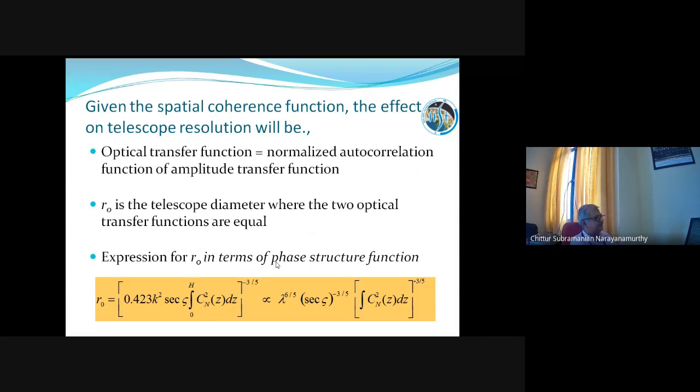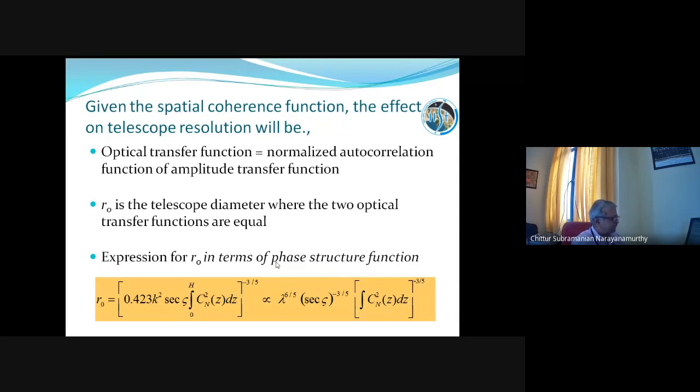Now, what is the effect of spatial coherence on the telescope? How is it affecting the telescope resolution? The optical transfer function is the normalized autocorrelation function of the amplitude transfer function. Also, R0 is the telescope diameter where the two optical transfer functions are equal. The expression for R0 in terms of the phase structure function for a telescope is given by this formula.